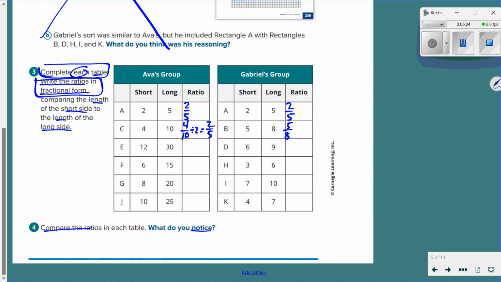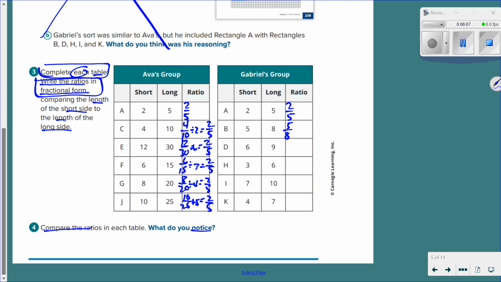Okay, so as we go through this one, for E, that one's now going to be 12 over 30. What can I divide those by? 6. So those of you that saw 6, you can do it in one step. If you did 2 and 3, you'd still get there. Okay? What about 6 and 15? Divide those by 3. Gives me 2/5. 8 and 20, what can I divide those by? 4. Gives me 2/5. 10 and 25, I can divide by 5. Gives me 2/5. So do you notice something about the first column? Pattern. They all simplify to 2/5, meaning what?